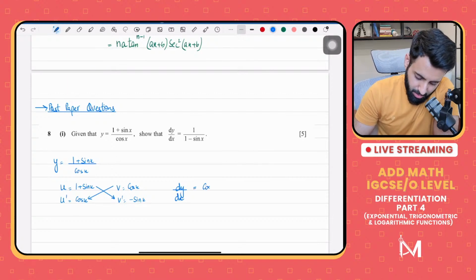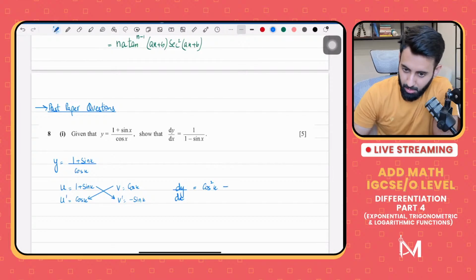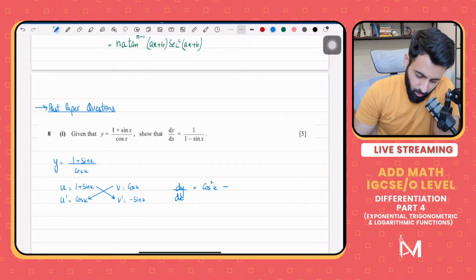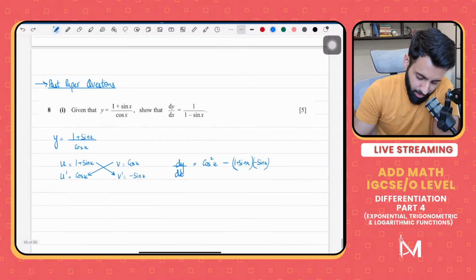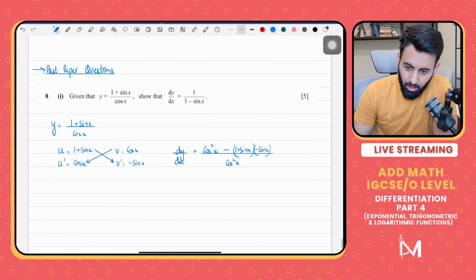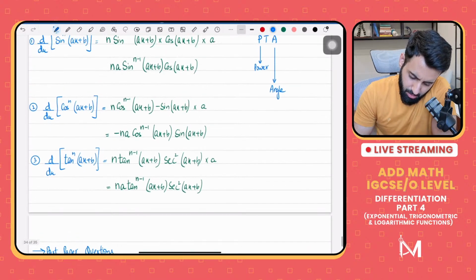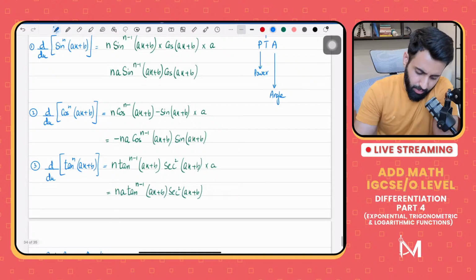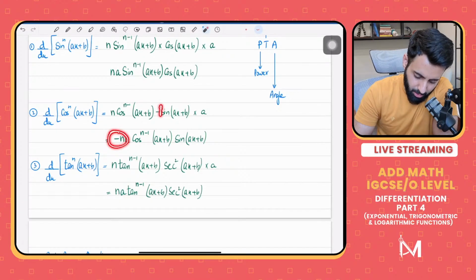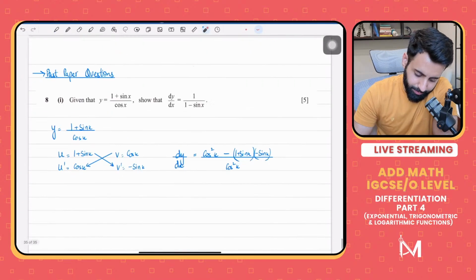So vu prime means cos square x minus 1 plus sine x multiplied by minus sine x. Okay, so we'll figure this out in the next step. That's it. Okay, upon v square, which means upon cos square x. Where did I write minus? In case you're asking why minus, it's because the differential of cos is minus sine.